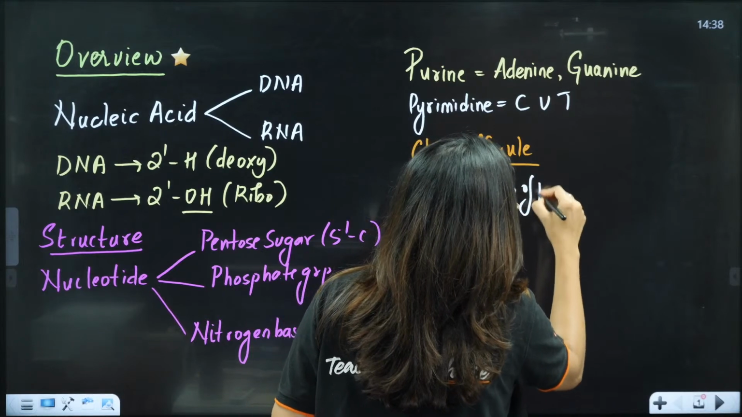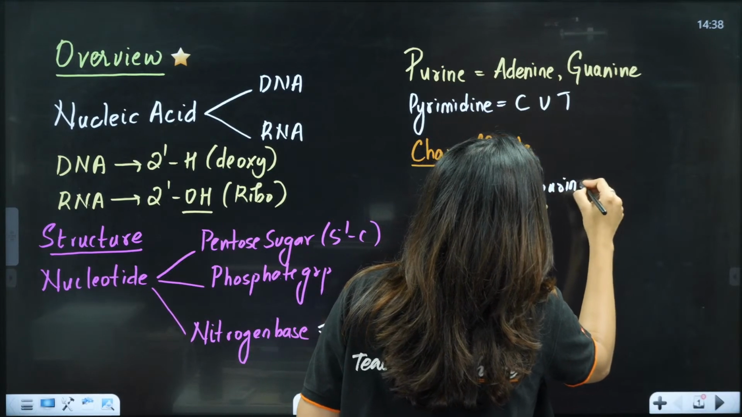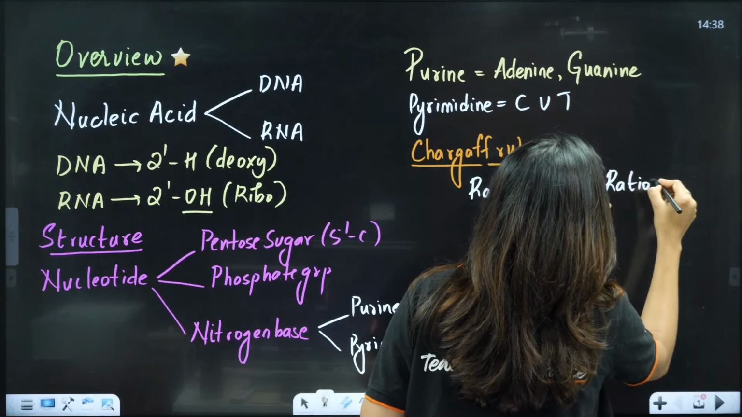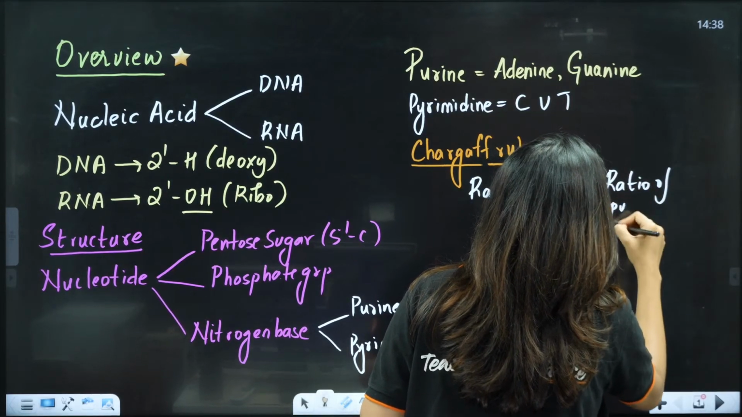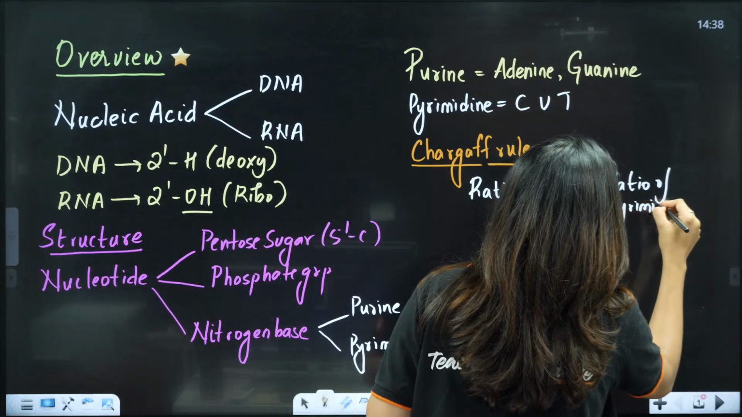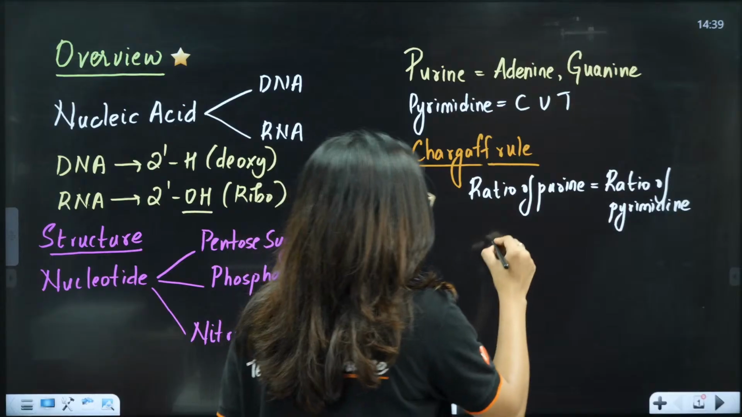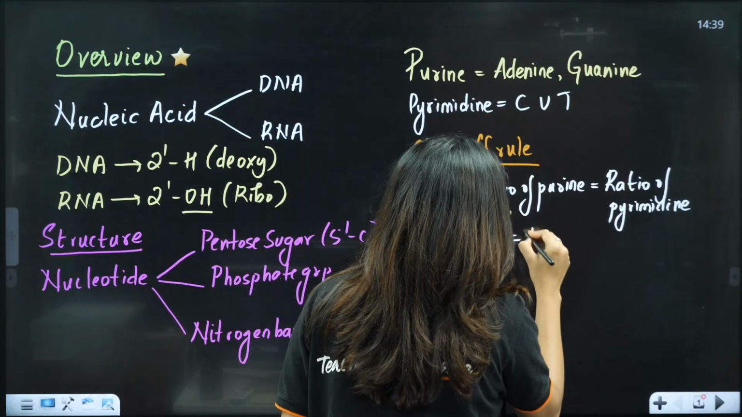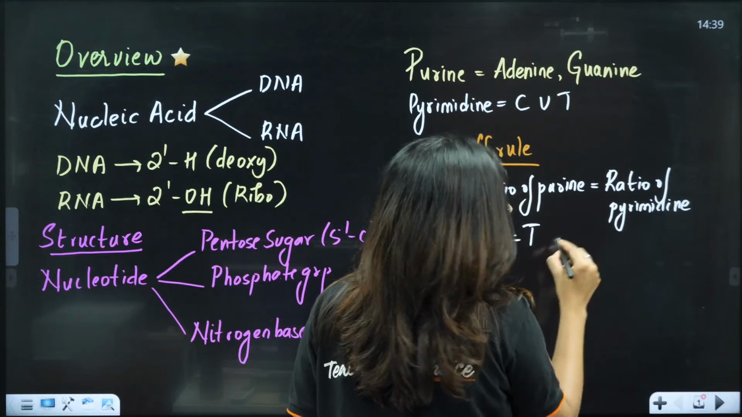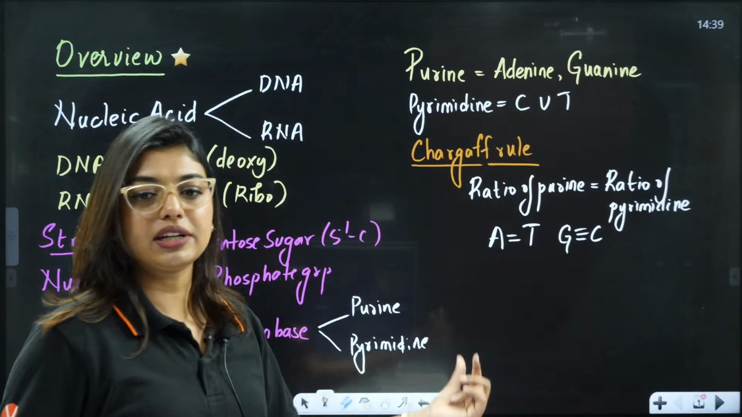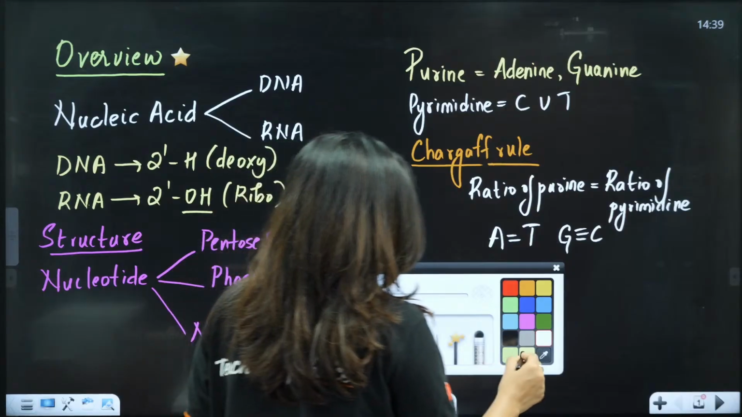the ratio of purine should be equal to the ratio of pyrimidine. Okay, the ratio of pyrimidine. Correct? So here we should understand that A will always bind with T, as in the class. G will always bind with C. Okay, this is the rule that we have studied.